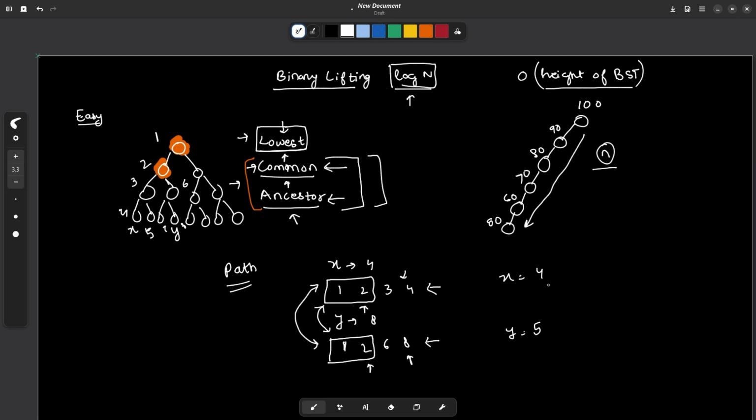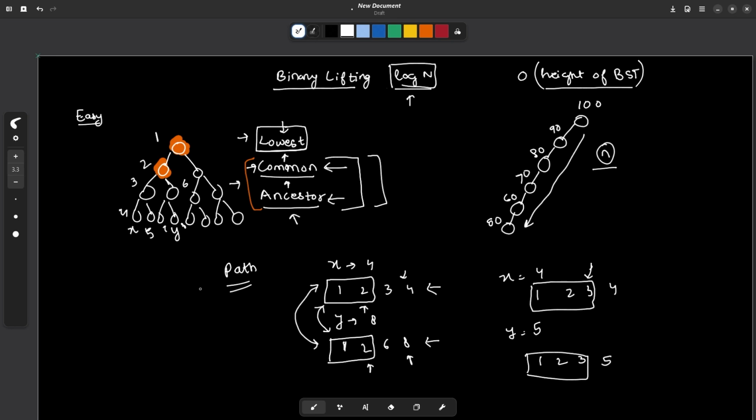So the path from 1 to 4 is 1, 2, 3 and 4, and the path from 1 to 5 is 1, 2, 3 and 5. Now in this case, you will see that these are the common ancestors among both of them: 1, 2, 3. Right. So what will be the lowest common ancestor? It will be 3 in this case.